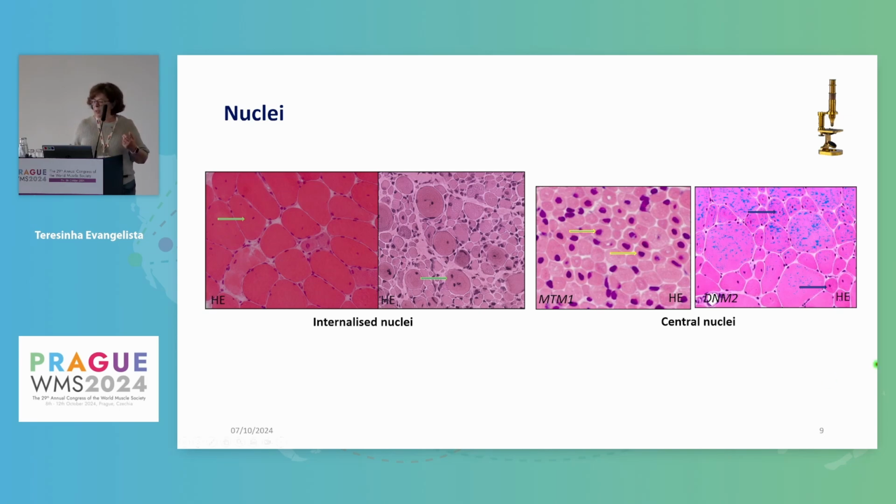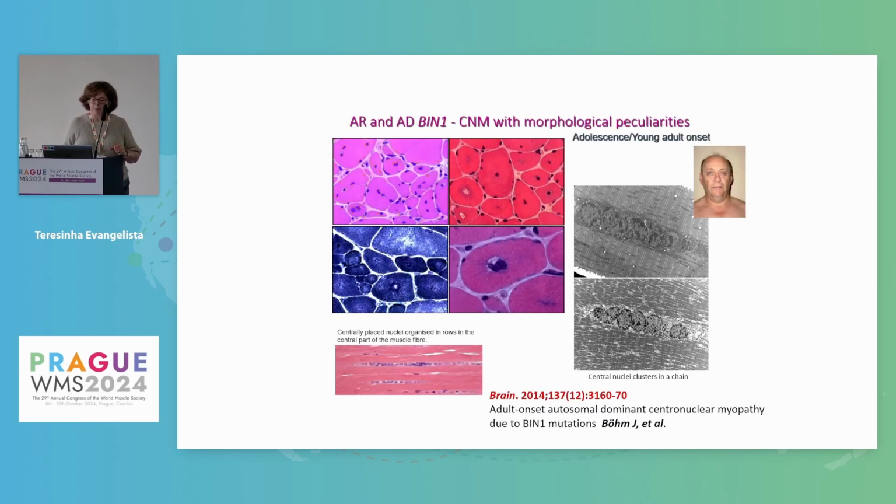You can see that in different pathologies. But you have images like this one. These are MTM1 myopathy, and you see the nuclei really, really well at the center of the fiber. Or this one, a dynamin 2, where you have not only a fiber type disproportion, but also nuclei that are very internalized. So this is something that we look at as a routine.